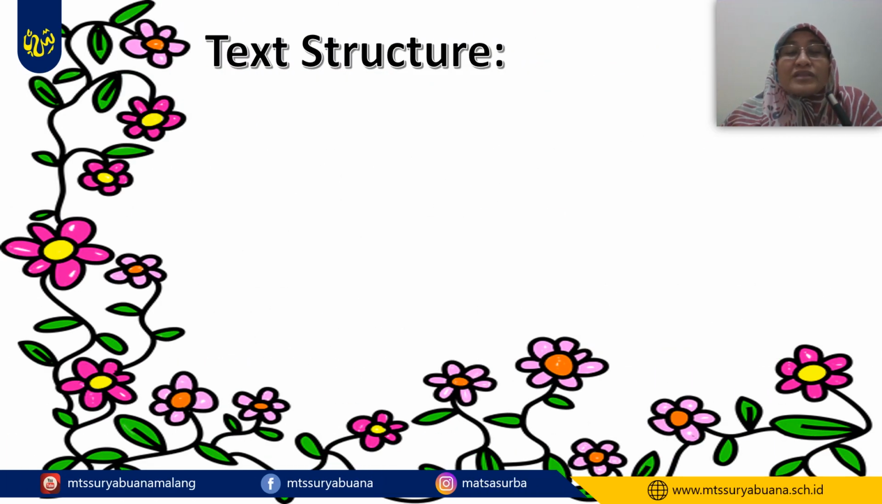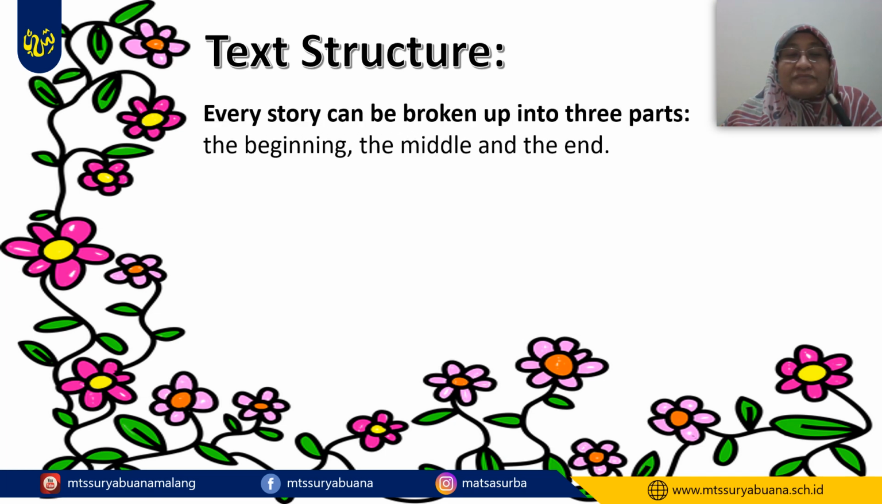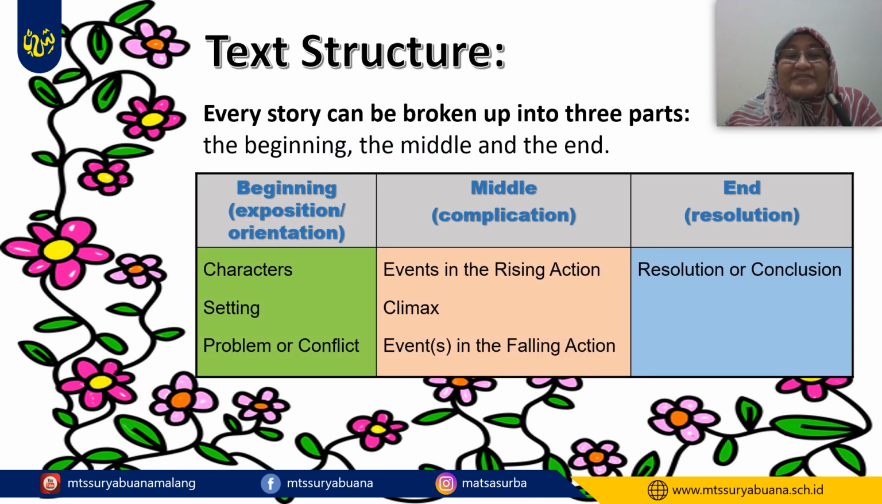Now let's talk about the text structure of a story. Every story can be broken up into 3 parts: the beginning, the middle, and the end. Now, let me show you by using a table. Look at the first part, the beginning. The beginning here is sometimes called exposition or orientation. In this part, we are introduced to the characters, the setting, and the problem or conflict in the story.